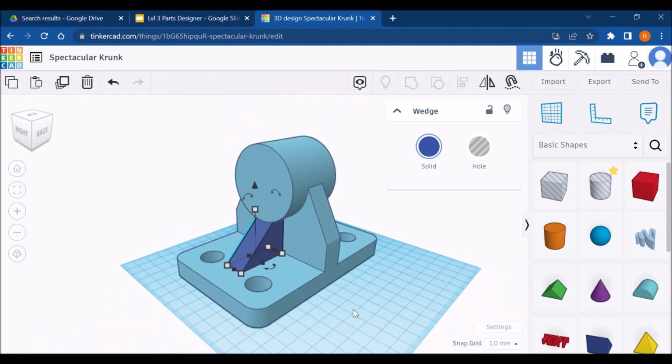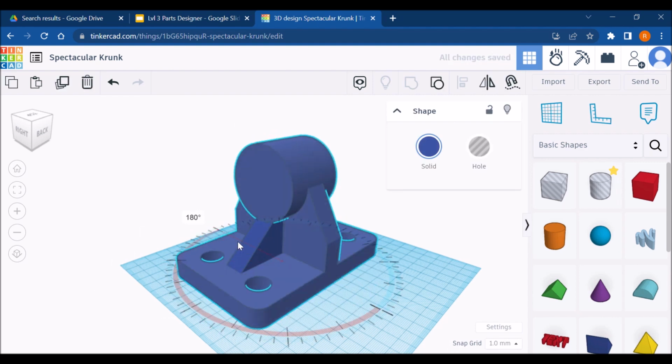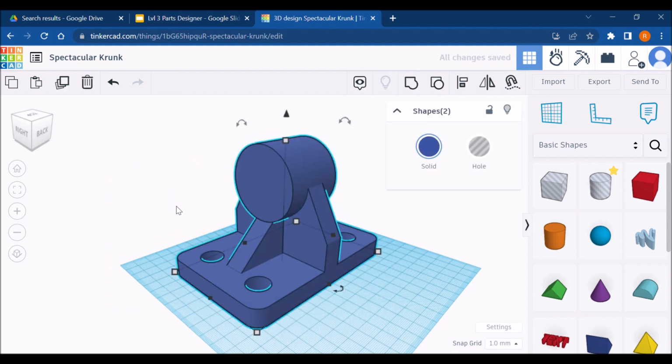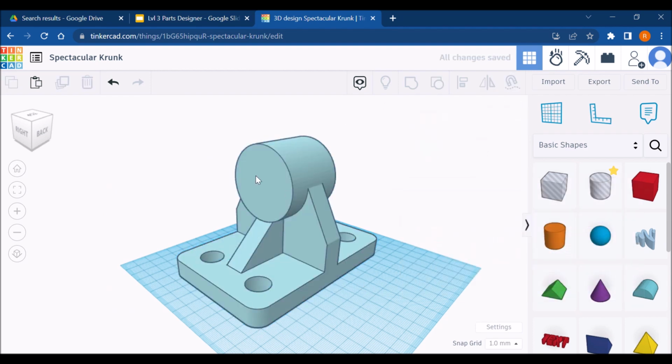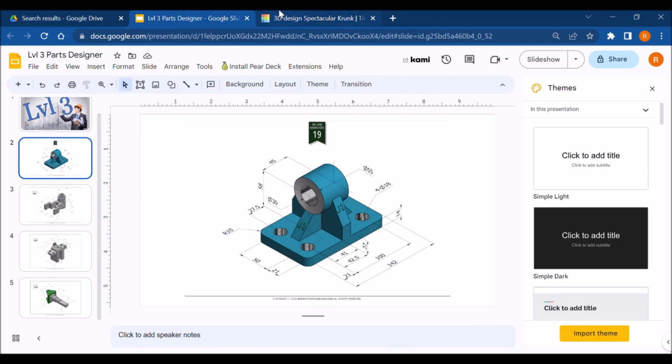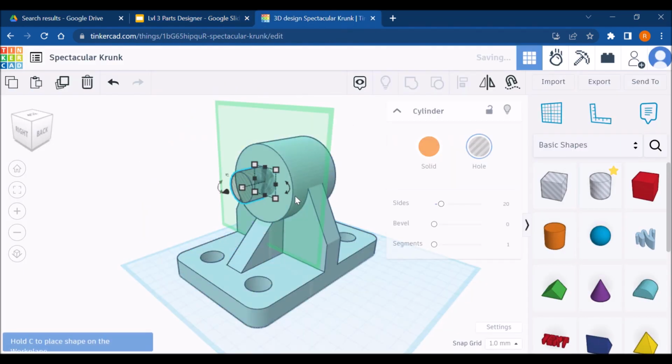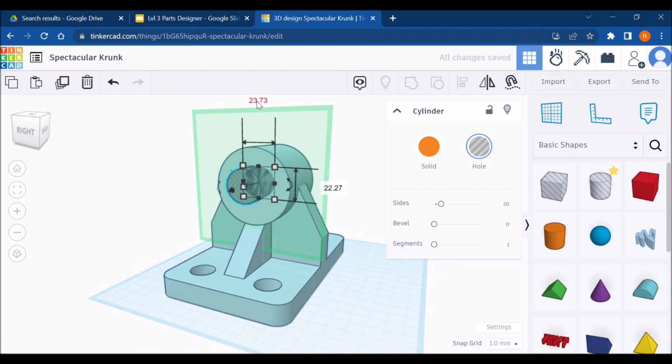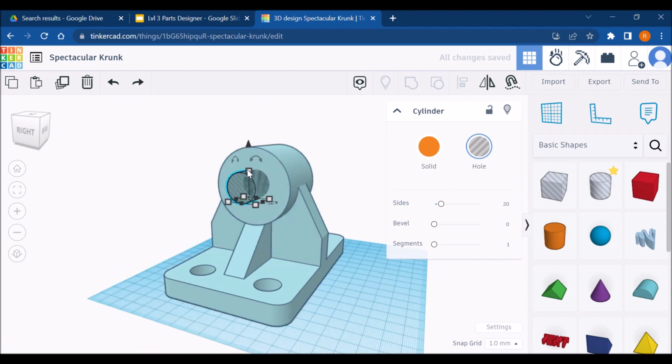That means we can duplicate this guy, group the duplicate to our shape, flip it around, group that. Make it something a little easier to see. Then we need to put a hole right there. That hole needs to be 30 millimeters in diameter. Crank those sides up to 64.